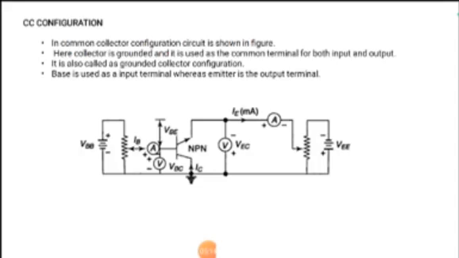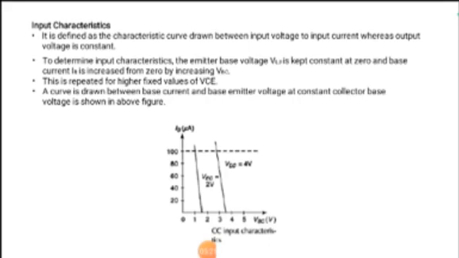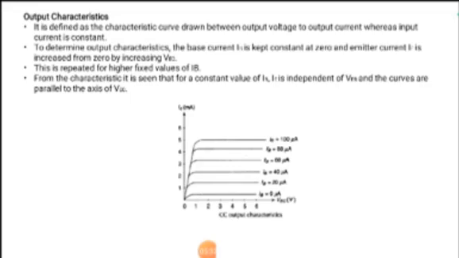And in the case of the CC configuration, the collector is grounded, and the base is the input terminal and the emitter is the output terminal. In input characteristics, we are setting the emitter base voltage as constant and the base current is increased from 0. For repeated values, we are finding out the curve. In the output characteristics, we are setting the base current as constant and the emitter current is increased from 0. So for the fixed value, we are finding out the value of the IB current.